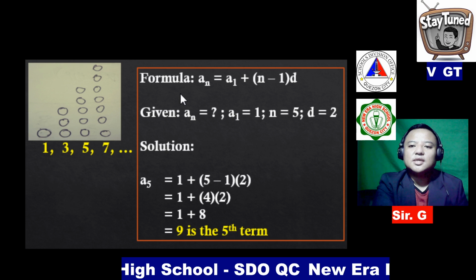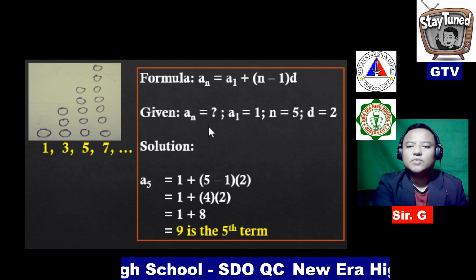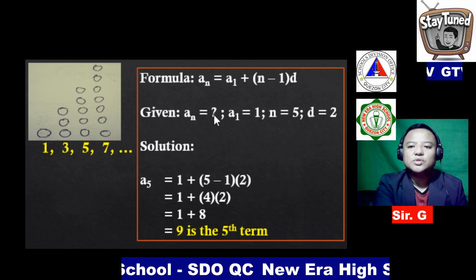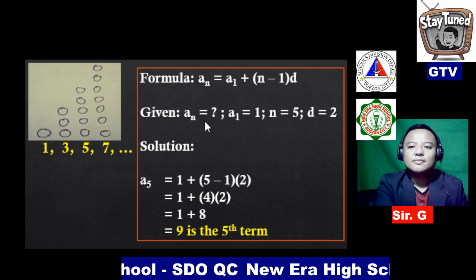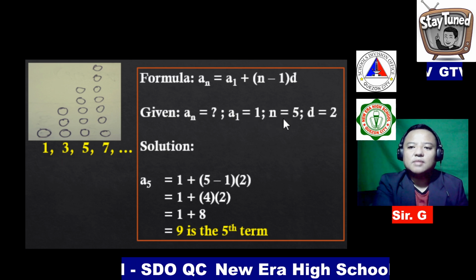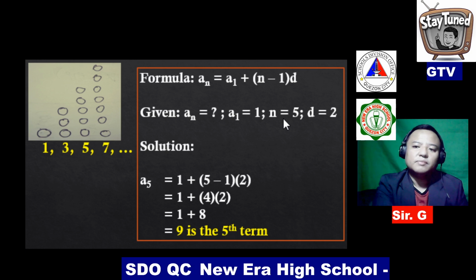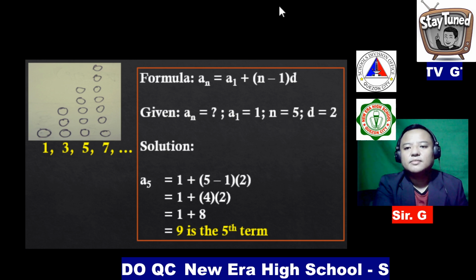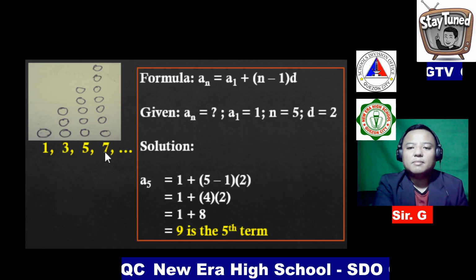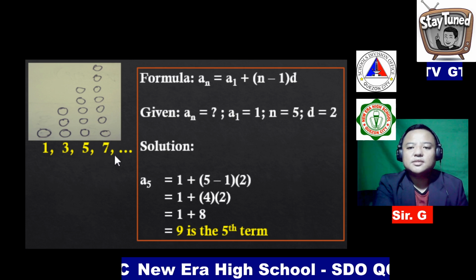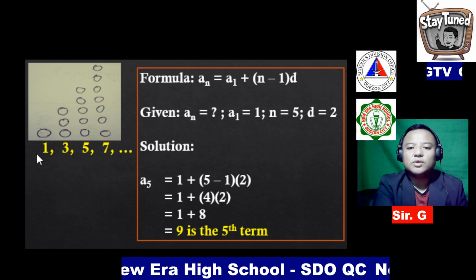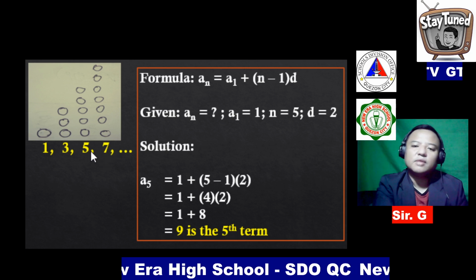Then let's state the given. And since we are looking for the fifth term, we may say that a sub n is a question mark or missing. Alright? Now our first term is 1. The number of terms, since we are looking for the fifth term, is 5, and the common difference is 2. So we get that by subtracting the number on the right from the number to the left. So 7 minus 5, we arrive at 2.